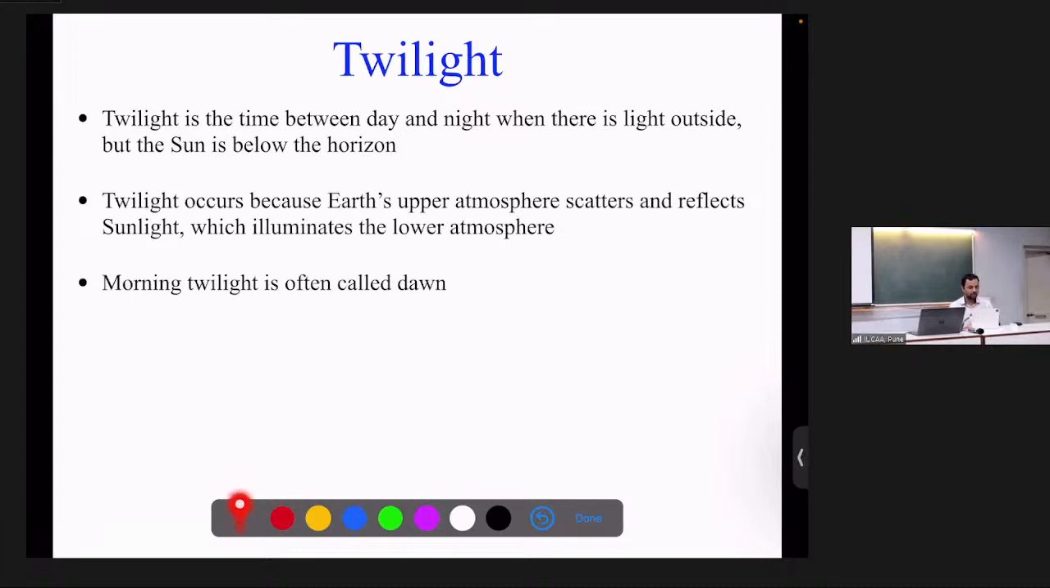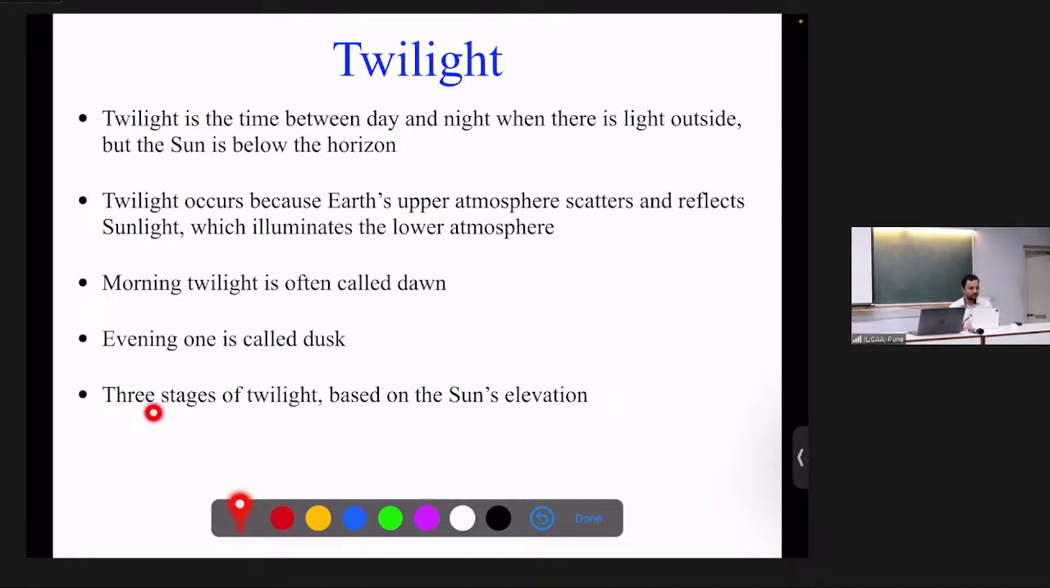Morning twilight is often called dawn, and evening twilight is also called dusk. I know you will ask why I'm teaching you this. Coming to that. This was very important in the golden days when people were traveling without GPS. All these things were useful. In today's time also, I will tell you one example.